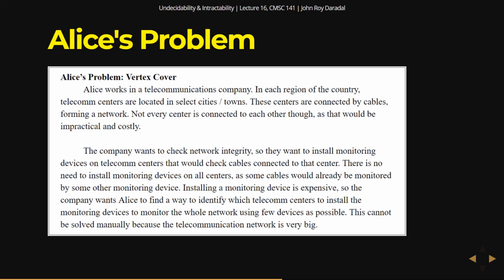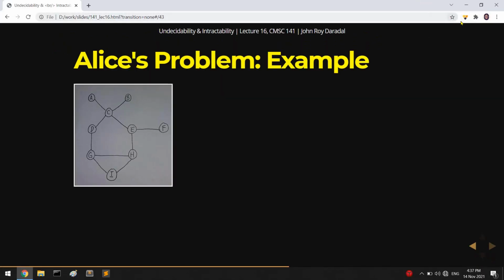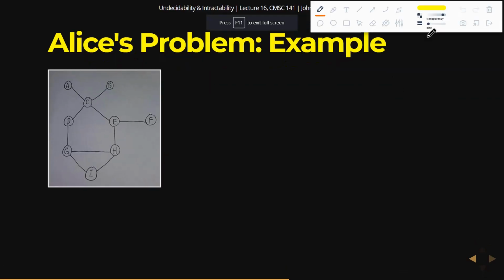This cannot be solved manually because the telecommunication network is very big, so you need an algorithm for it. So let's look at a simplified version of the network. Let's say that there are 9 telecommunication centers that exist so far, and this is the network.